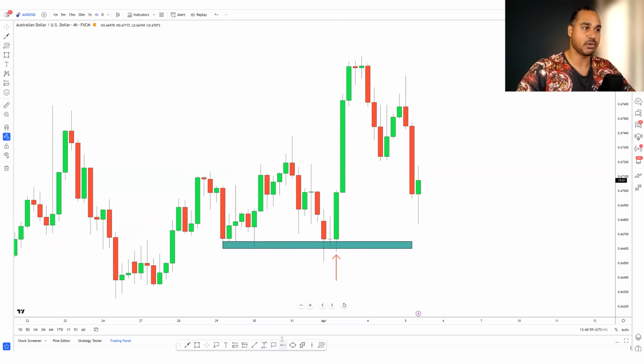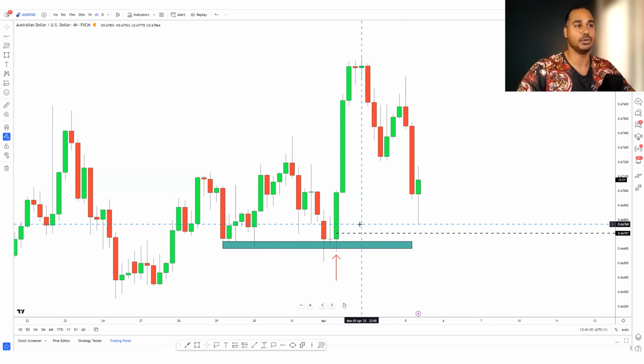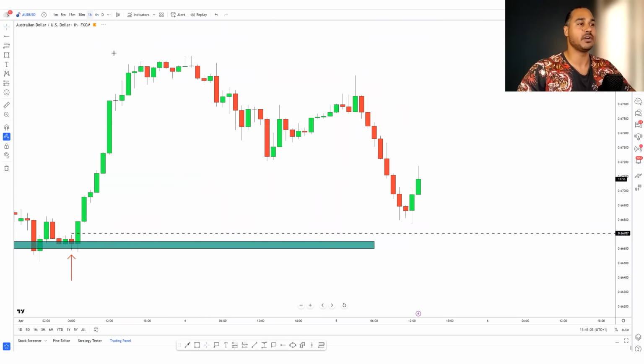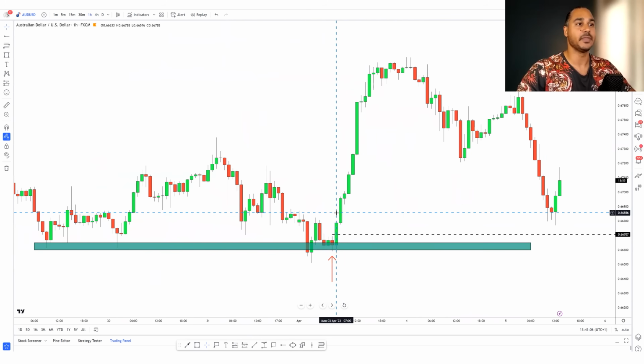Now we can see price created a bottom wick and is now pushing bullish. If we go to the hourly time frame, you can see here that at 7 o'clock, or the 6 till 7 candle, we're still holding this level. And then the 7 o'clock open candle is now pushing bullish.